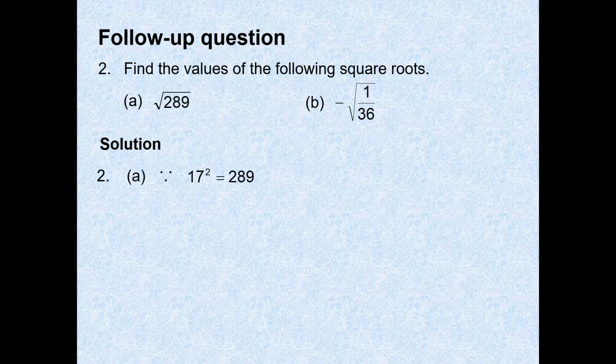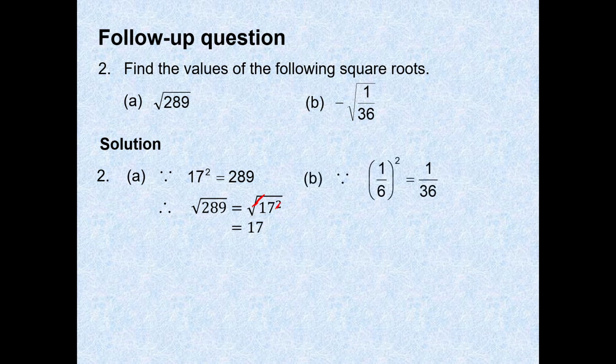For part A, because 289 is equivalent to 17 squared, the square root will be cancelled out with the square inside. The answer is 17. For part B, because 1/36 is equivalent to (1/6) squared, the square root will be cancelled out with the square inside, then the answer will be negative 1/6.